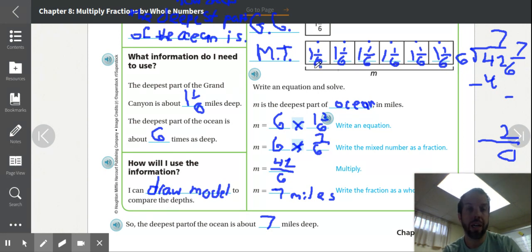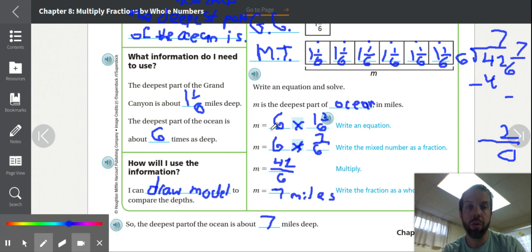But if we look at this, guys, we could simply just count the holes, right? Look, 1 hole, 2 hole, 3 hole, 4 hole, 5 hole, 6 hole. So that's 6. 1 sixth, 2 sixths, 3 sixths, 4 sixths, 5 sixths, 6 sixths. 6 sixths equals 1 whole plus the original 6. 6 plus 1 is 7. So that would be 7 miles deep. Okay, so that is example number 1. Let's go to the next page.